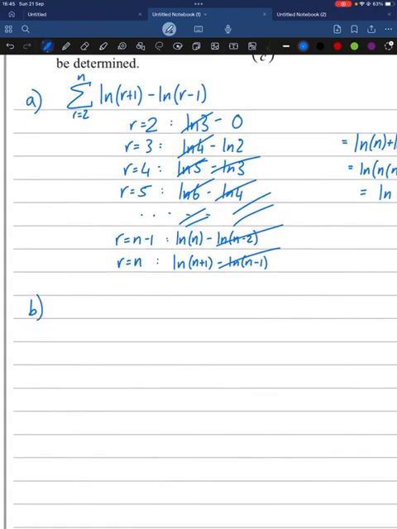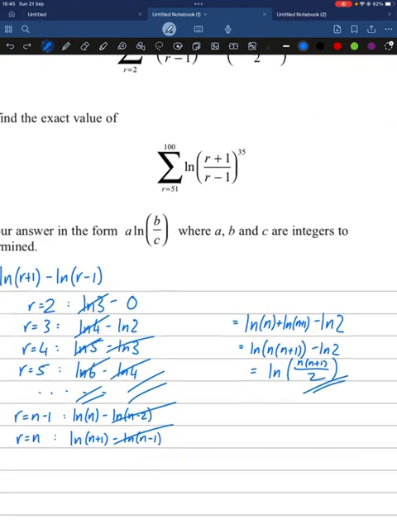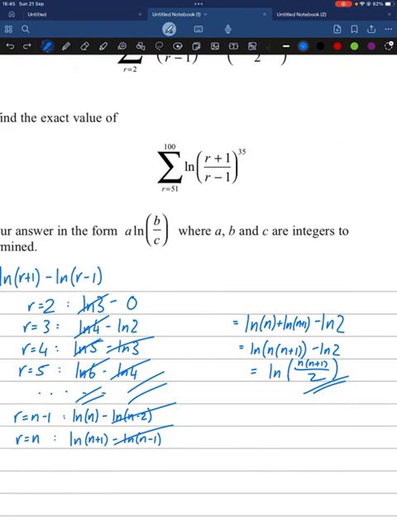Now part B. Hence, find the exact value of this. Give your answer in the form A ln b over c. Okay. Right, first of all, power of 35. Well, we know log laws, just bring that down. And with summation, that will just be 35 times the sum.